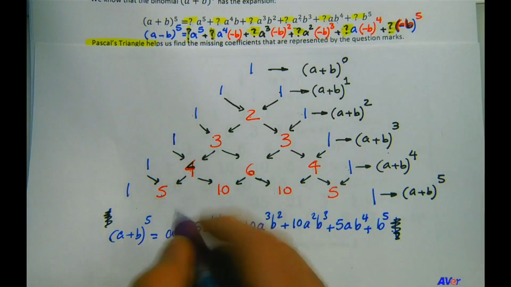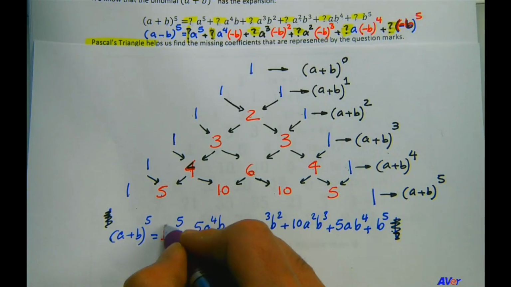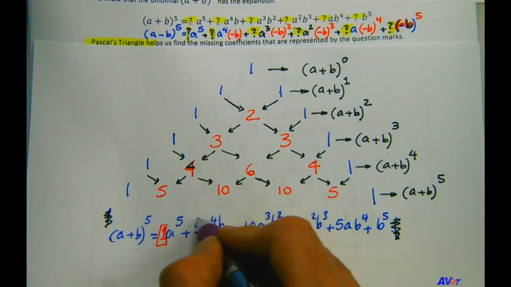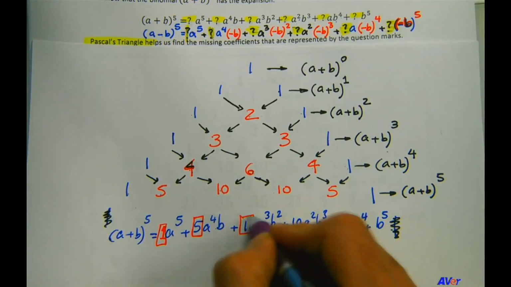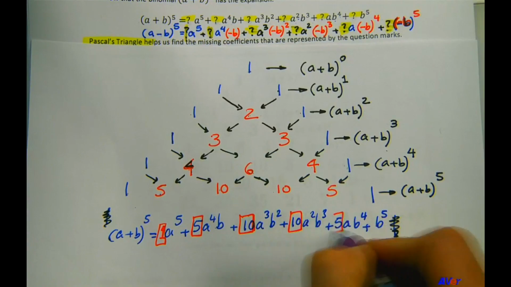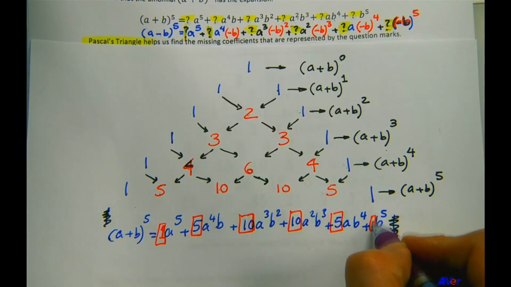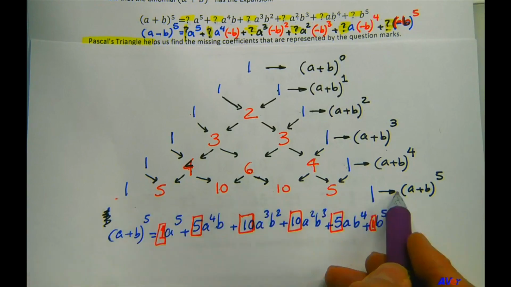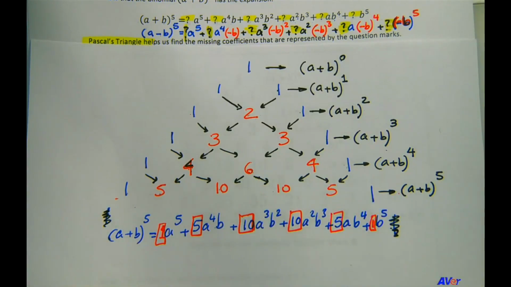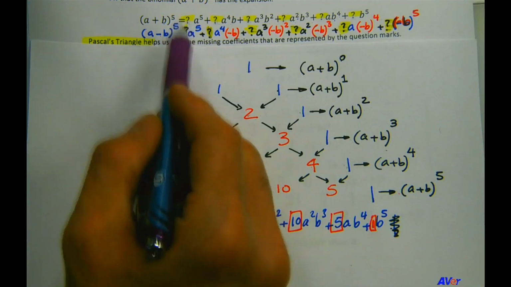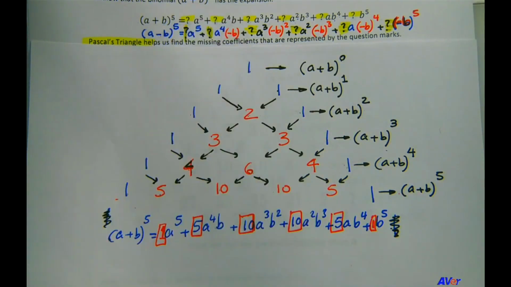So we were able to get these coefficients, 1, 5, 10, 10, 5, and 1, from the Pascal's triangle, which are coming from these. All right? I hope you followed everything that happened here. So it's important for you to know the purpose of the Pascal's triangle. The Pascal's triangle gives us the coefficients of the expansion of a binomial. Okay, that's what it's doing.